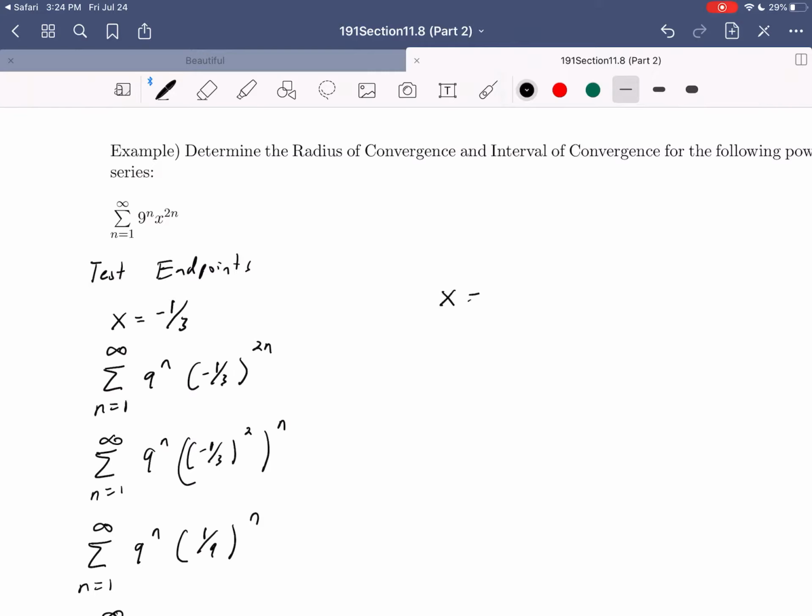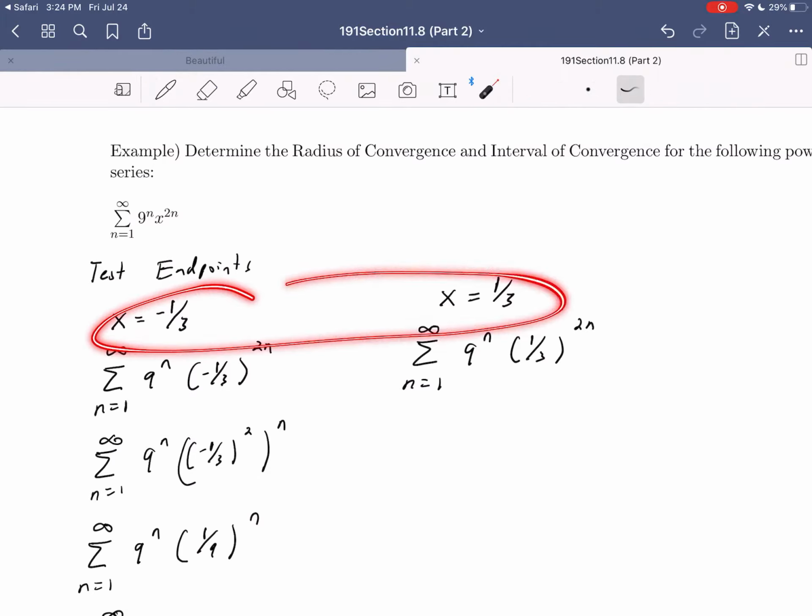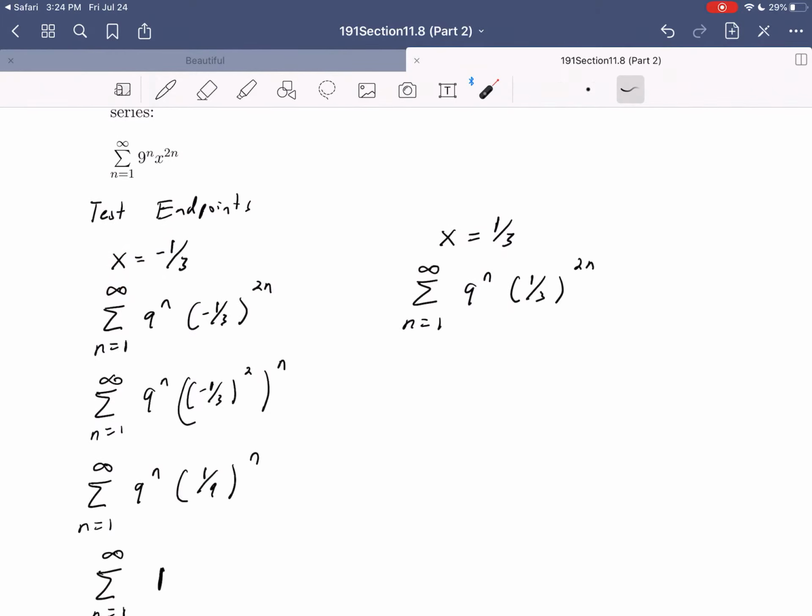Let's try x equals 1/3. It should be very similar. The work is going to be almost identical: 9 to the n, 1/3 to the 2n. Whenever you're testing endpoints, the work you do should be very similar for them. It doesn't mean they're going to have the same behavior, but the same sort of simplification should happen.